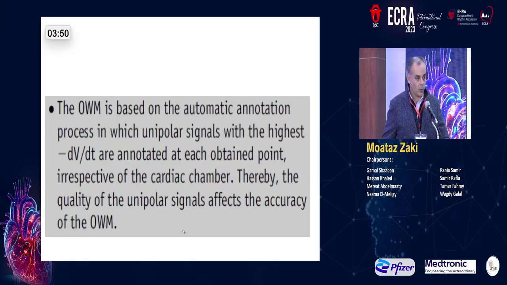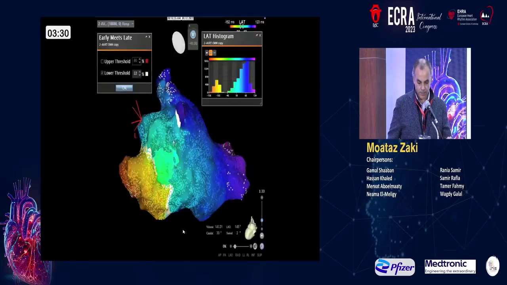And the open window of interest is very important in such cases, because you delineate the electrograms of interest with the deepest dV over dt on the unipolar recording, so as to pinpoint where the communication between the atrium and the ventricle is. And this is the actual propagation map. You can see that it is not just a focal breakthrough, but rather a wide sheet of accessory pathway.